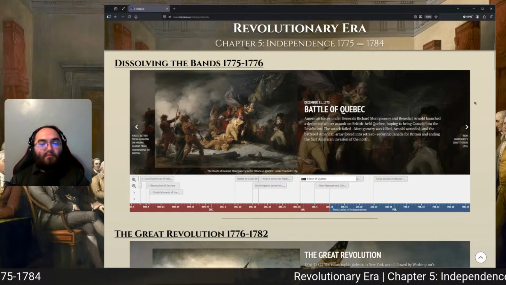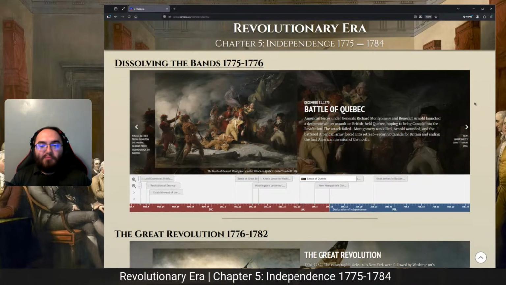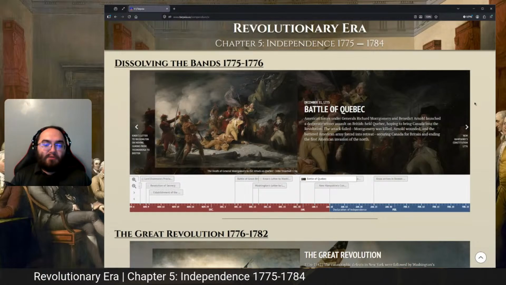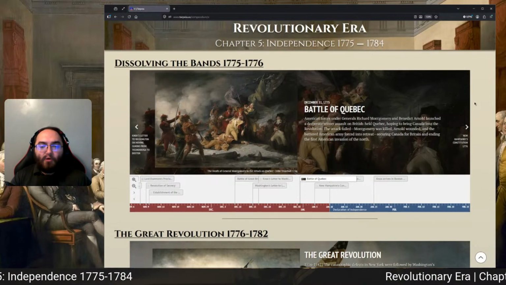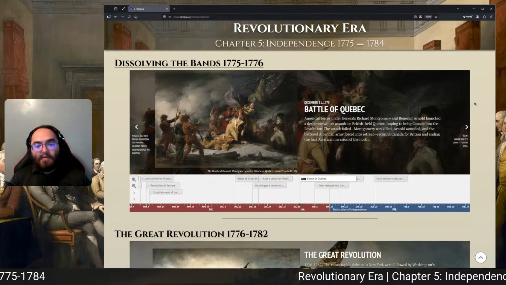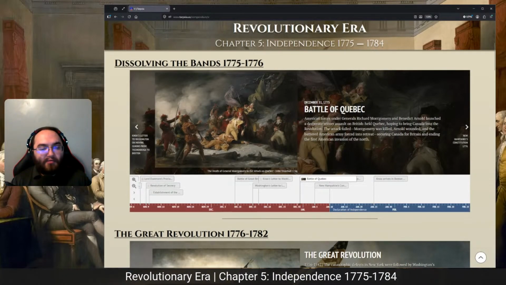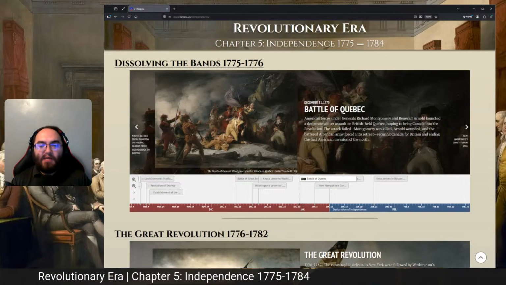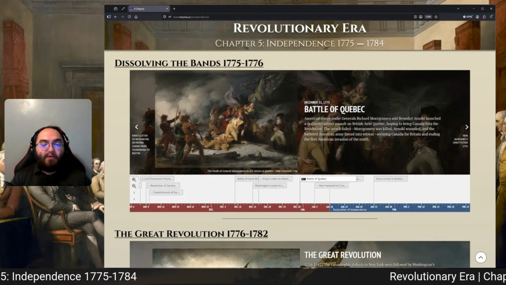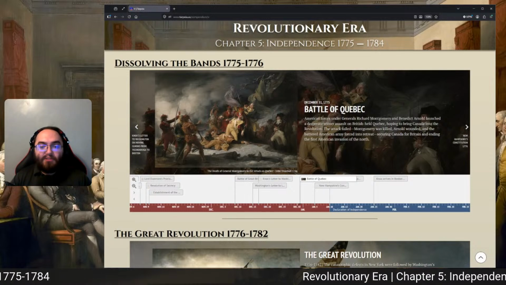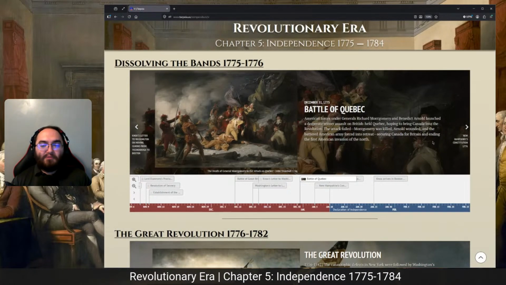You have the Battle of Quebec, where American forces under Generals Richard Montgomery and Benedict Arnold launched a desperate winter assault on British-held Quebec, hoping to bring Canada into the Revolution. The attack failed. Montgomery was killed, which this is what the famous painting depicts, and Benedict Arnold was wounded, and the battered American army forced into retreat, securing Canada for Britain and ending the first American invasion of the North.